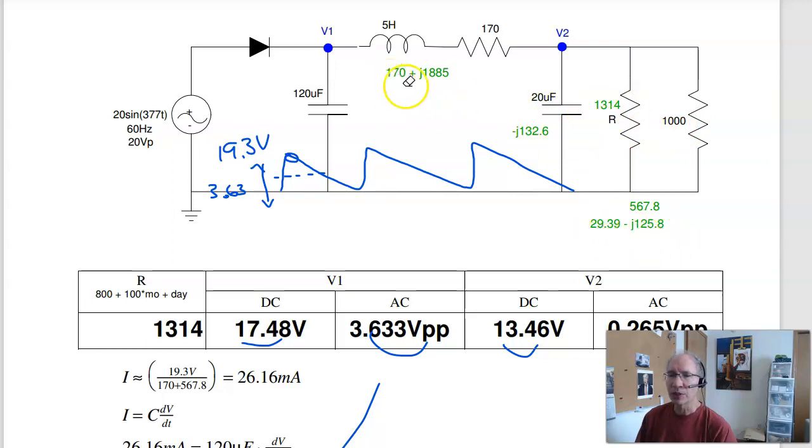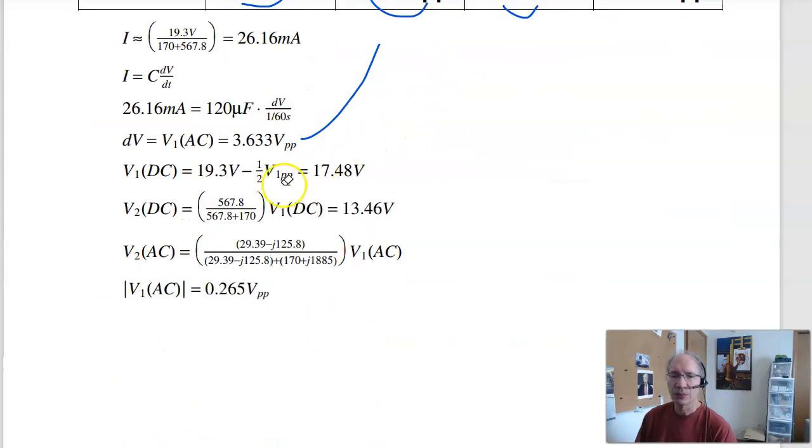There's your R1, here's your R2. The voltage at V2 is your R1 over R1 plus R2 times the input. This is the input voltage. That gives you 0.265 volts peak to peak.